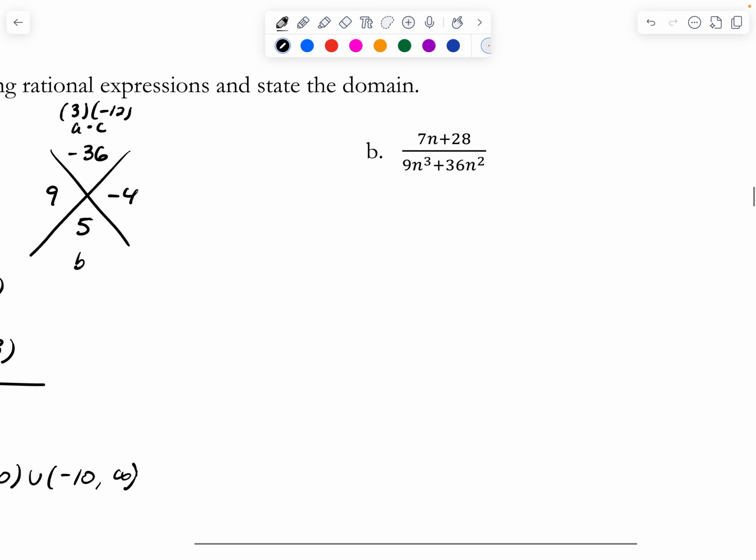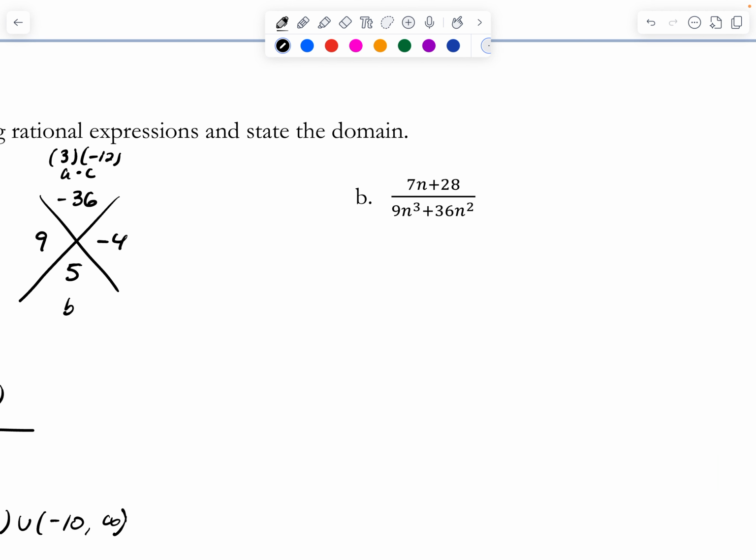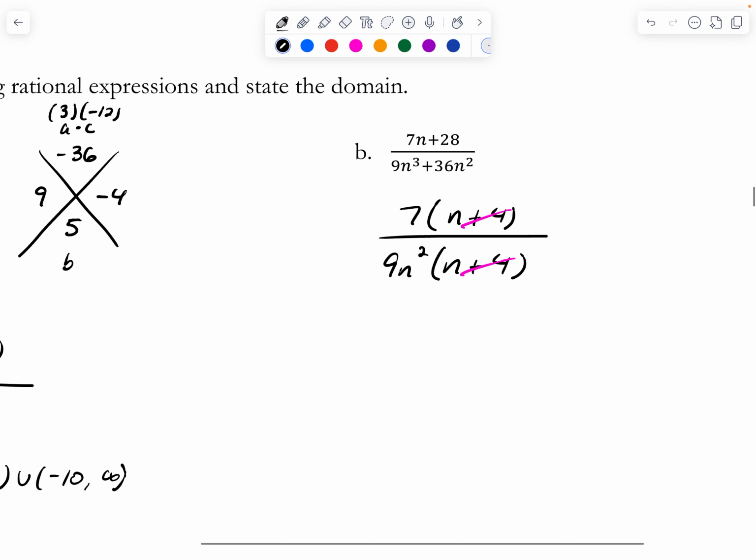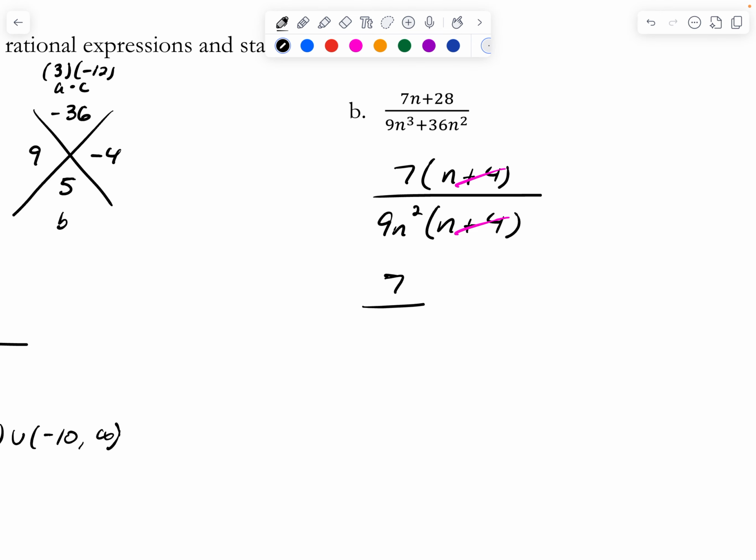Okay, let's try b. I'm going to factor out a 7 to get n plus 4 on top. Factor out 9n squared, leaves me with n plus 4 on the bottom, and look at that, we can cross this out. So my fully simplified expression is 7 over 9n squared.